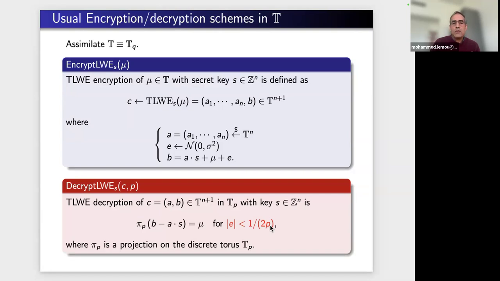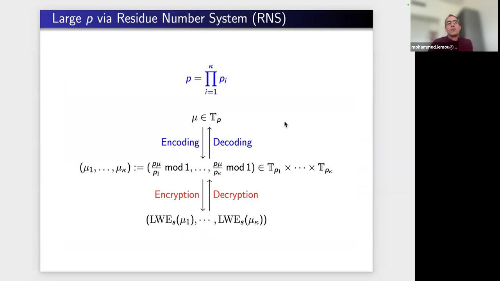In order to be able to treat large p's also, you use the Chinese remainder theorem, or the RNS process. If you have a p which is large, you just decompose it as a product of coprime p_i, and then you take the Chinese components of mu on T_p1 cross T_p2 until T_pk. You encode every component with small p_i, and T_pi is in general much smaller than p. Then you can do it without any penalization. You obtain a family of LWEs or ring LWEs, and you can decrypt. You can do the reverse way, and you obtain the decryption and encryption. So this is very, very easy.